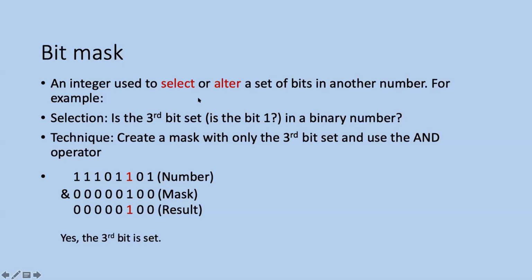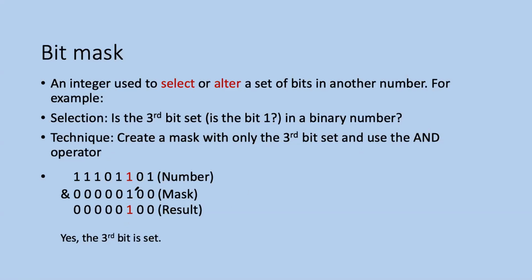It's very helpful. For example, is the third bit set in the binary number? This is our number 11101. What I'm saying is, looking at the third bit of this particular number, is it set? When I say set, I mean, is it 1? Of course we know already it's 1, but we have to prove it. So the technique is we create a mask with only that particular bit set and use the AND operator.